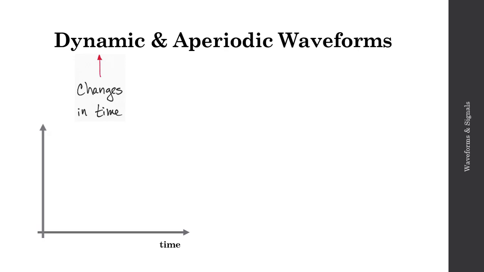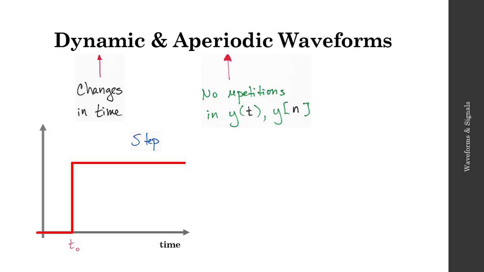Aperiodic is going to indicate that there are no repetitions in y of t for an analog signal or y of n for a discrete or digital signal. So one signal that is both dynamic and aperiodic is the step signal. The step signal has an abrupt change at time t0, where it changes from an amplitude of 0 to an amplitude of a0, and this is occurring instantaneously at that time t0.